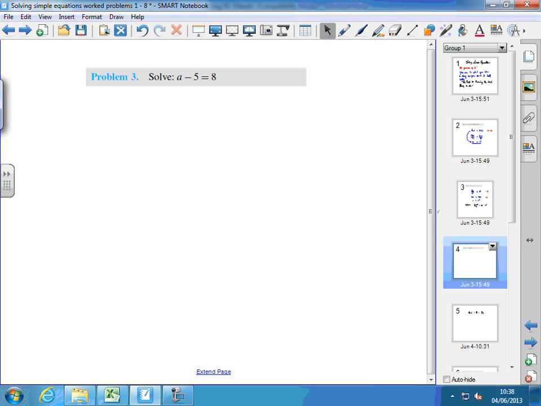Here, what's happened to A? If you look at the left hand side, A has had 5 subtracted. So to undo, take away 5, or minus 5, add 5. So add 5 to both sides. Minus 5 plus 5, that's gone, so that leaves just A. I've undone the minus 5. Add 5 to the right hand side, 8 plus 5 is 13. And again we could check by putting that answer back in and make sure it works.